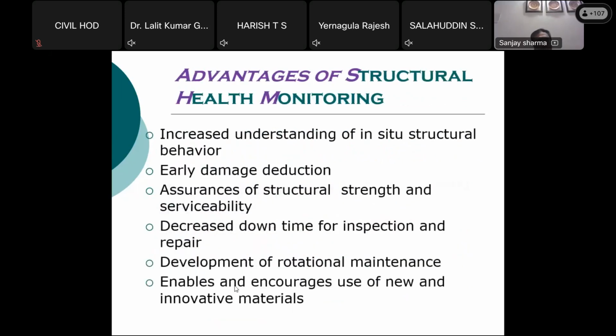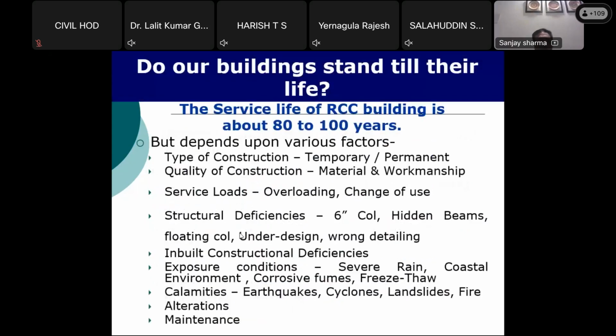That is what health monitoring will give you: an understanding of the behavior of the structure. It will help you do early damage detection. It gives the assurance of structure strength and serviceability. Then it decreases downtime for inspection and repair. You don't have to go manually every time, and it is very difficult if a long bridge or a tall building is there, not possible basically.